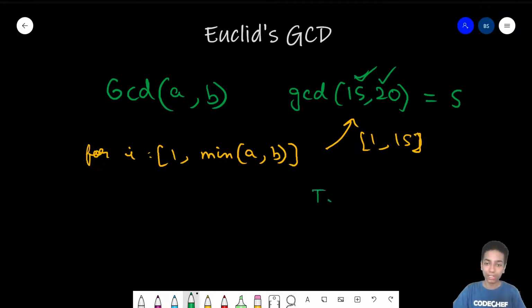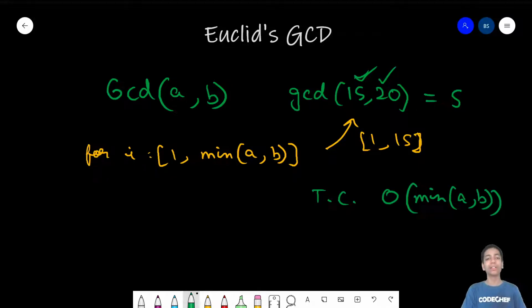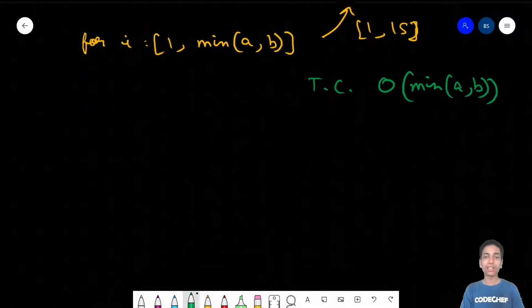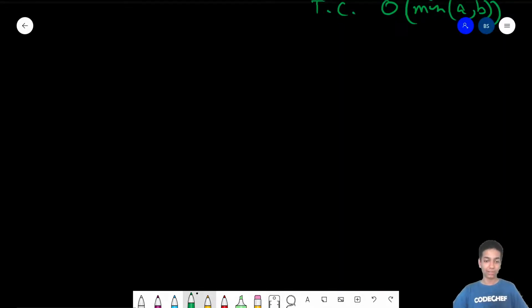This is the brute force. The time complexity is O of minimum of a, b, since we are looping till there, and this is pretty inefficient. It will not work for anything greater than 10 to the power 7. So let's discuss what Euclid's algorithm is. One note is that the prerequisite is recursion. I do have a playlist on that as well. If you are uncomfortable with it, make sure to first watch that and then come here.